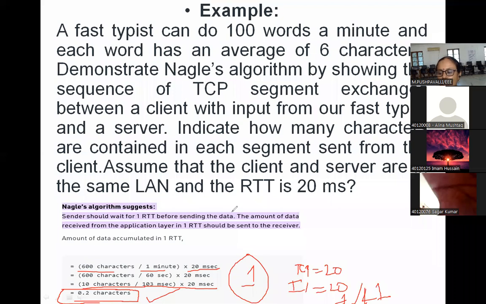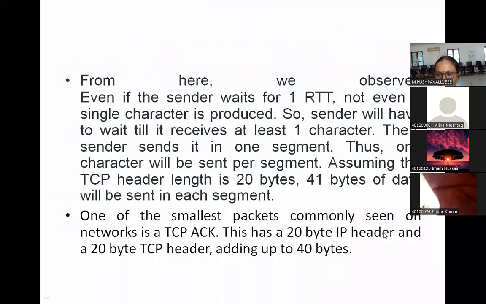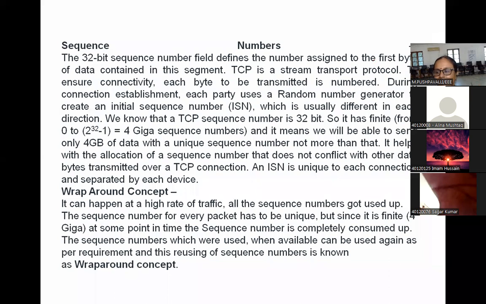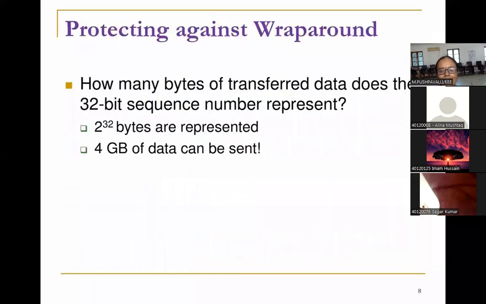And one more example also. Sequence number, that is all you know. It is for security risk. When ISNs are predictable, it will become a security issue. So for that, it won't always start from 0. I think this is one best example.